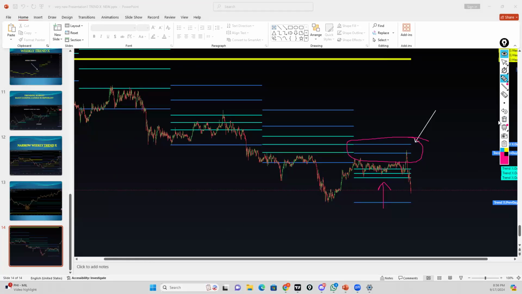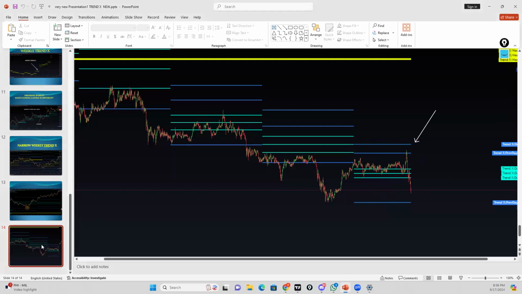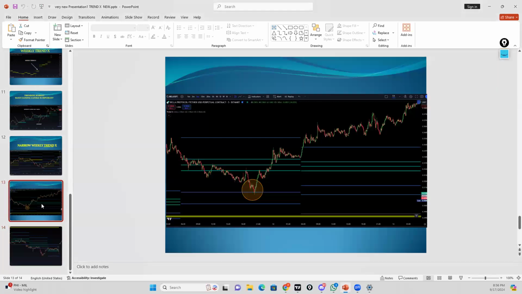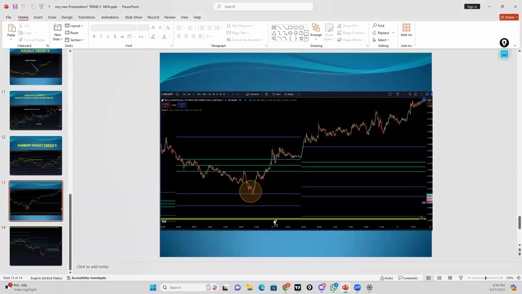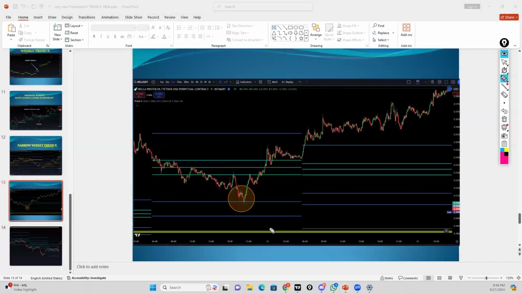When it comes to long positions, it is exactly the opposite. You can see my next slide here. Now candles are above the weekly, so we are looking for long positions from the daily trend X. If candles are below the daily trend X, then we are looking for long positions from the previous day low and S1 with candlestick confirmation.